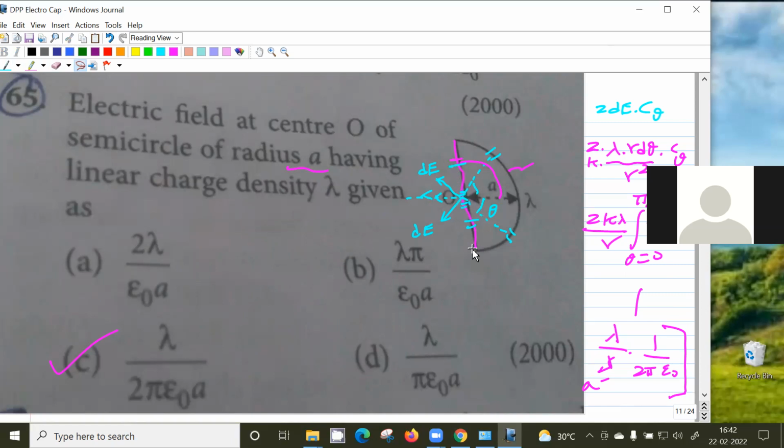I'll take again a pair of elements. The electric field at the top element will be towards the bottom, or downwards. The electric field at the bottom element will be upwards. Those two are equal, so they will cancel. So all the pairs of elements will cancel. So the electric field of the finite wire at the center is 0. So only this curved part will contribute. That is this one. So it's a simple integration.